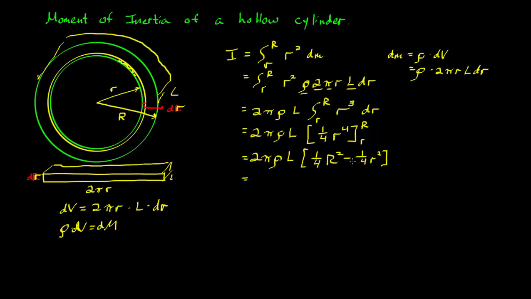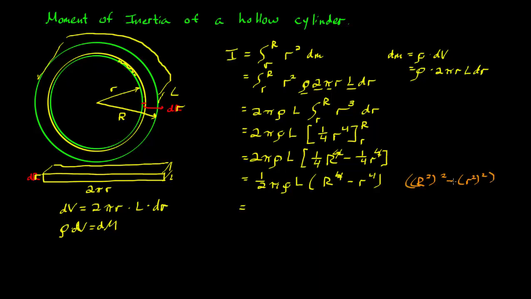So 1/4, it's common to both of them, so let's factor it out. And 2 over 4 is 1/2. So we get 1/2 pi rho L times big R to the 4th minus little r to the 4th. I'm sorry, I messed up there, this is r to the 4th. Okay. So here, that's just big R squared squared minus little r squared squared.